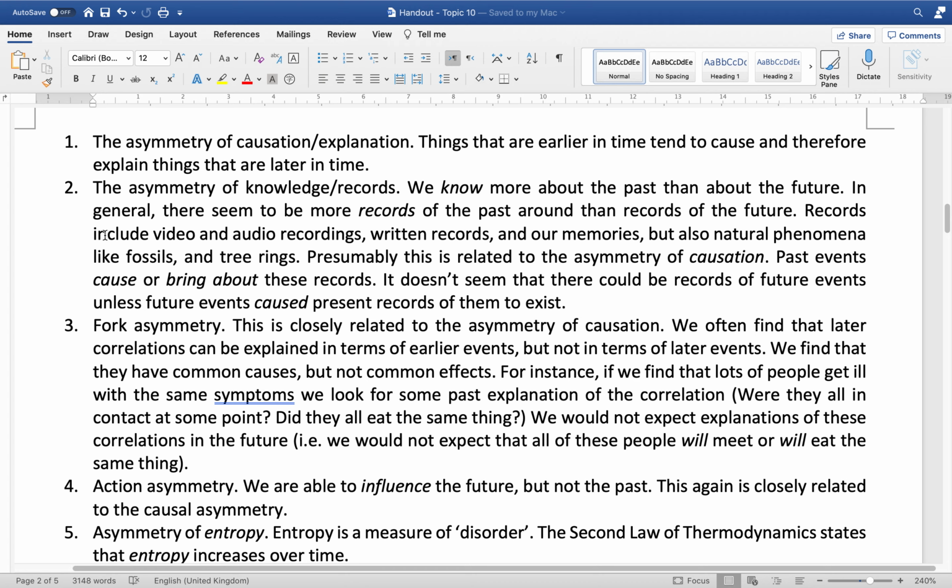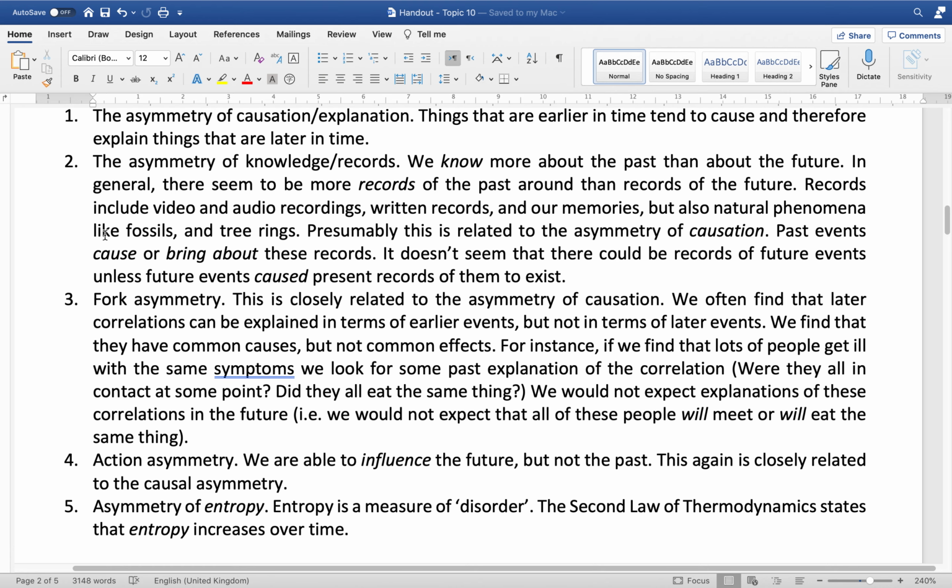Now, we'll come back to this, but you might think that maybe this asymmetry of records is closely related to the asymmetry of causation, because a record is an effect of the thing that caused that effect. And so, because the past can cause things in the present, that explains why we have records of the past, whereas the future, at least ordinarily, we don't think that it causes things in the present, and so we don't have records of the future.